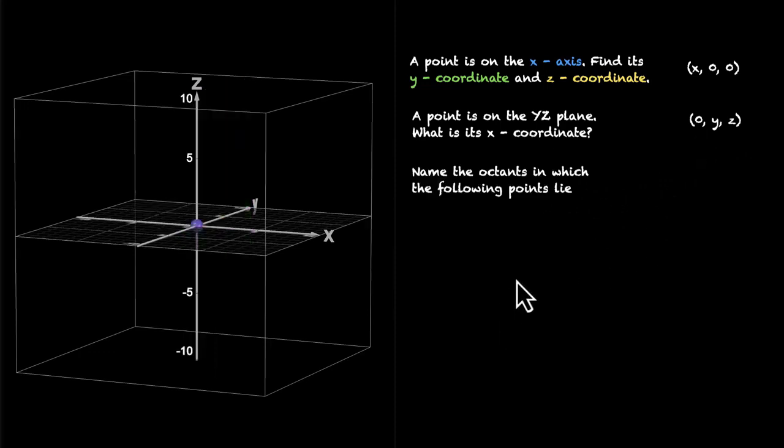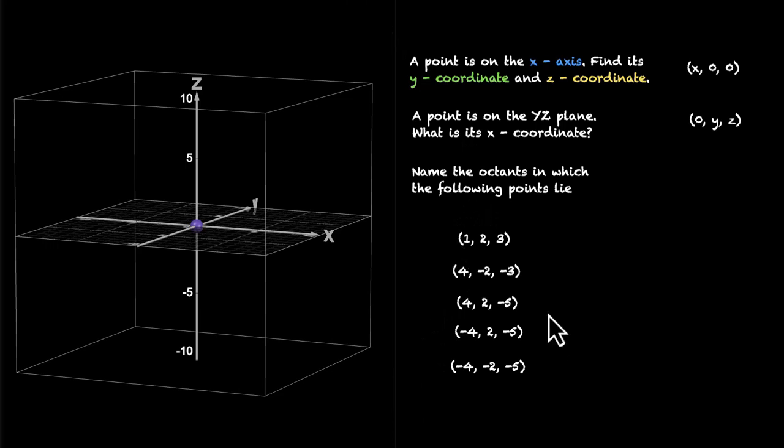Alright, let's solve a few more. Name the octants in which the following points lie. Now I'm going to list down 5 points: 1, 2, 3; 4, minus 2, minus 3; 4, 2, minus 5; minus 4, 2, minus 5; and minus 4, minus 2, minus 5. Pause the video, think about it. In fact, close your eyes when you're visualizing, where are these points lying? In which octant are these points lying?